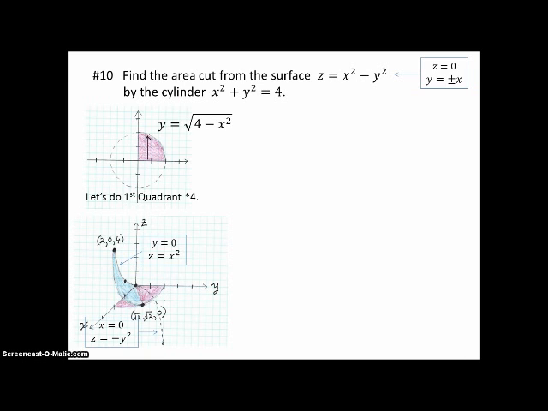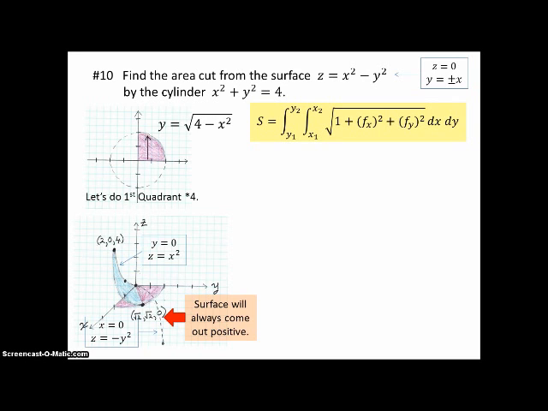Now I guess we could have used symmetry and just done the first octant multiplied by 8, but it doesn't matter because surface area will always come out positive because of the square root, the positive square root we use in the formula. So here's our formula again, and our integral.